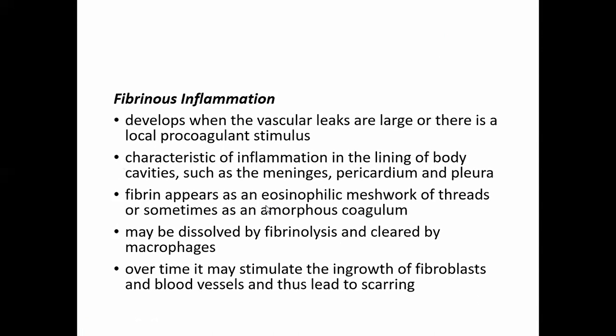The next is fibrinous inflammation. This develops when the vascular leaks are larger or there is a local procoagulant stimulus, usually caused by cancer cells. The fibrinous exudate is characteristic of inflammation in the lining of body cavities such as the meninges, the pericardium, and the pleura. Histologically, the fibrin appears as an eosinophilic meshwork of threads or sometimes as an amorphous coagulum.